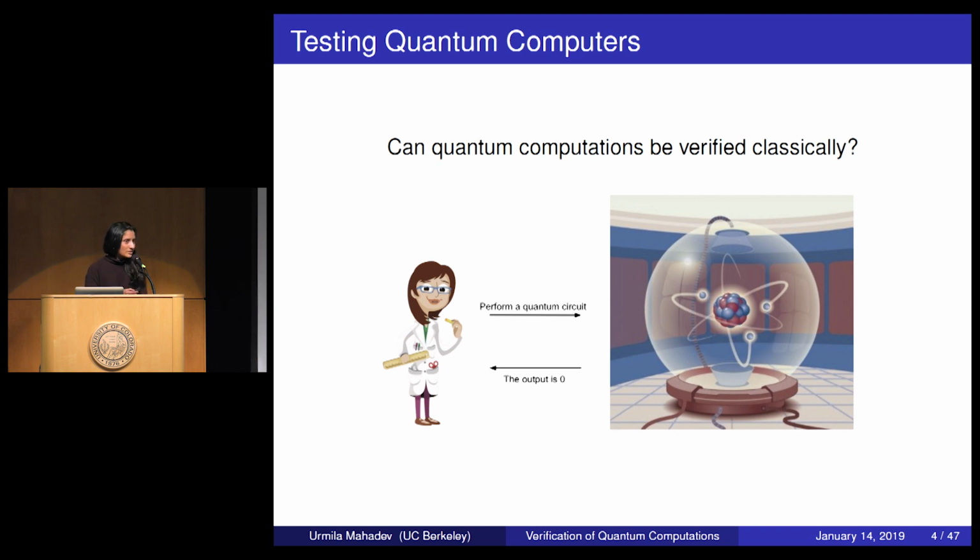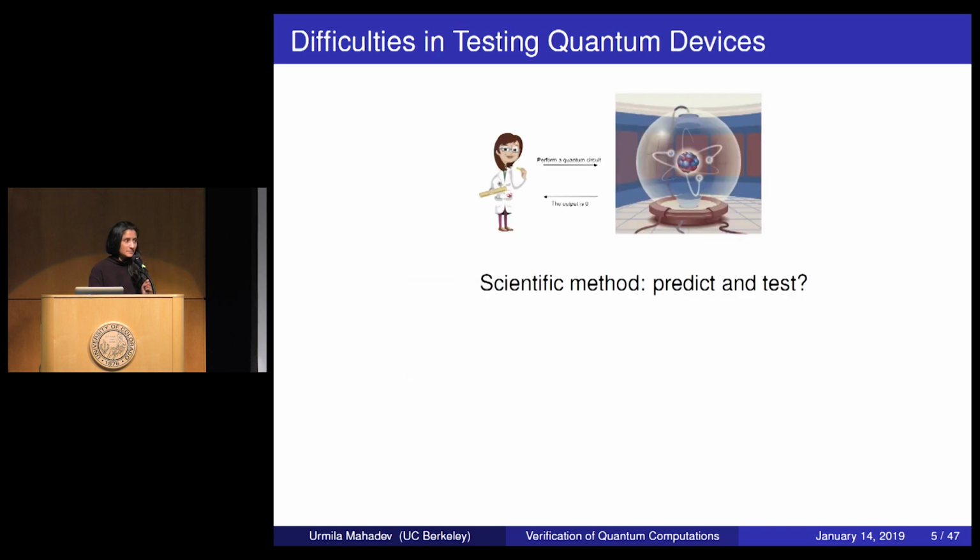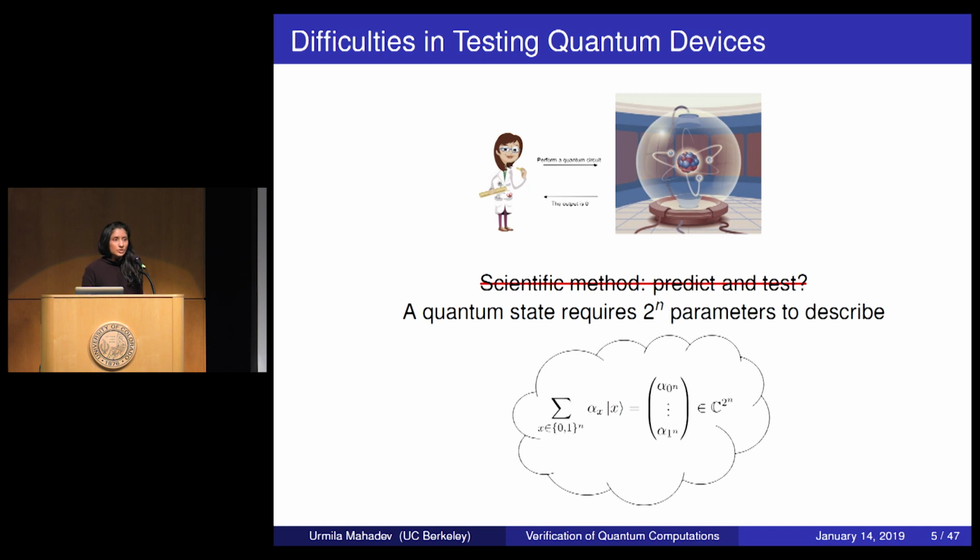Now, when you look at this question, the first thing you might think is, well, why can't we use the standard scientific method of predict and test? The problem is that the scientific method falls apart in the context of quantum computations. I think all of you here are well aware, but the description of an n-qubit quantum state requires exponentially many parameters. And this is because a quantum state is written as a superposition over all bit strings of length n. So its representation can be written down as a complex vector in 2 to the n dimensional space. And what this means is that the experimentalist can't even write down the state of the quantum system, let alone predict the outcome of the quantum computation.